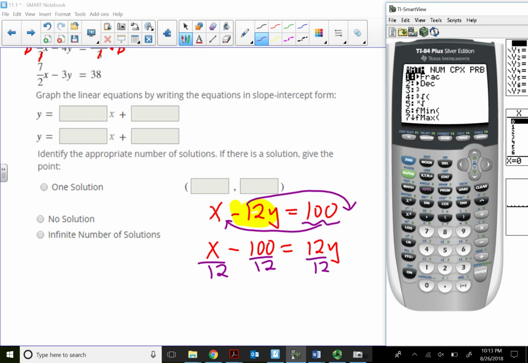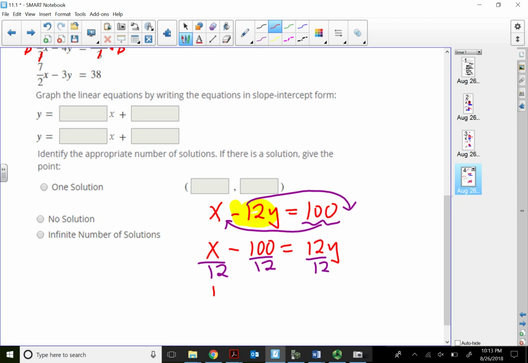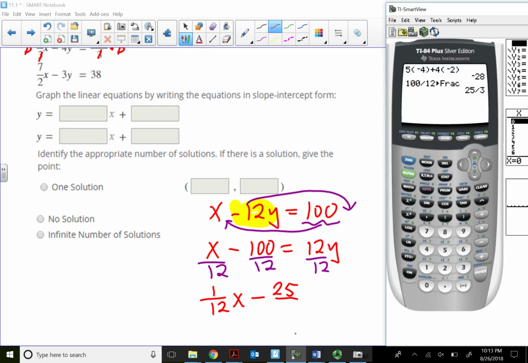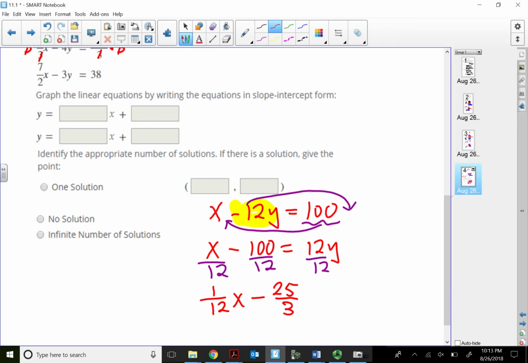Convert to a fraction, 25 over 3. So this is 1 over 12 x minus 25 over 3 equal to y. So in here I wrote 1 over 12, plus negative 25 over 3. Please key in the negative. If you don't, the computer sees it as a positive, so that will actually throw your answer off.